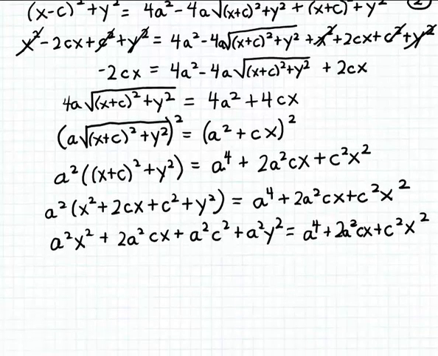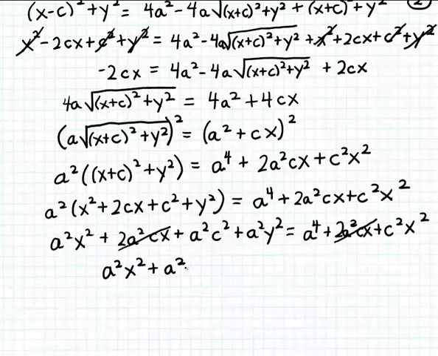And now I get another cancellation. That's nice because 2a squared cx appears on both sides of the equation. So I can get rid of that, and that's going to make things look quite a bit nicer. Not perfect, but a lot better. So I have a squared x squared plus a squared c squared plus a squared y squared is equal to a to the fourth power plus c squared x squared. All right, things are shaping up nicely, I think.